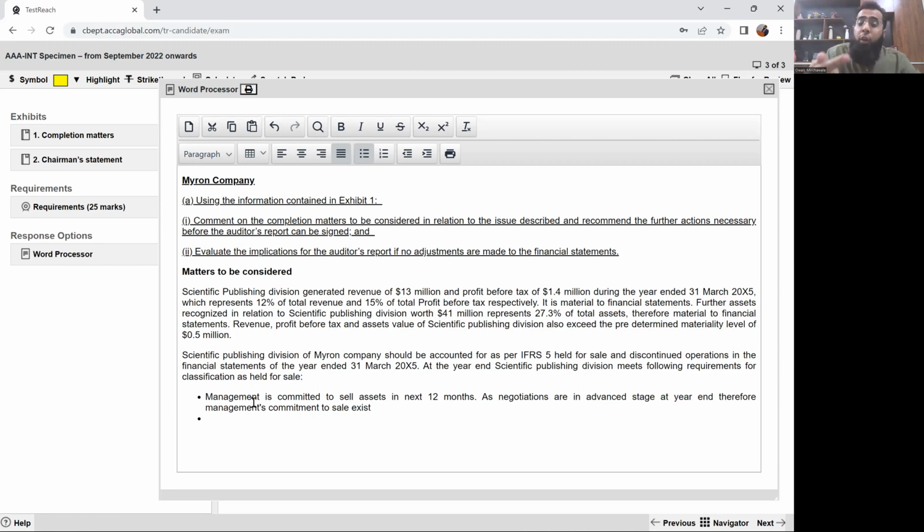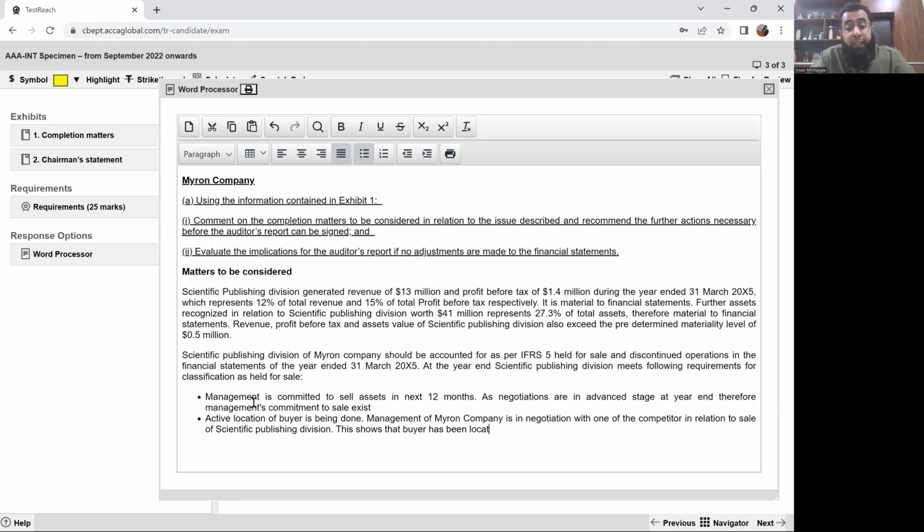Okay, so you will write each of the requirements of IFRS 5 and you will relate it to the scenario. Active location of buyer is being done. Okay, management of Myron Company is in negotiation with one of the competitors in relation to sale of Scientific Publishing Division. This shows that a buyer has been located.